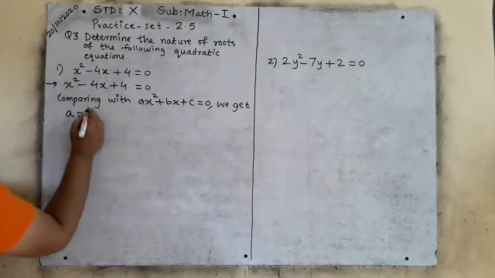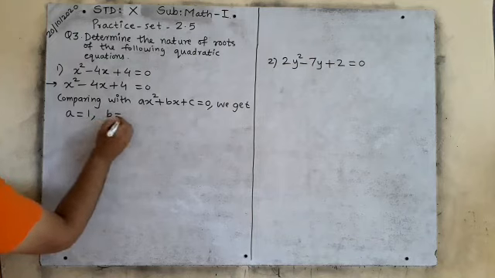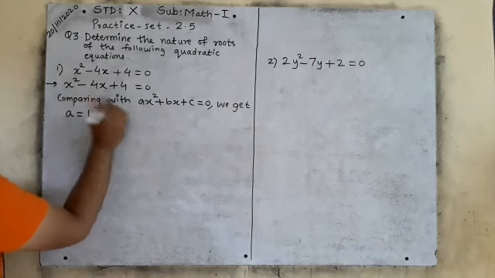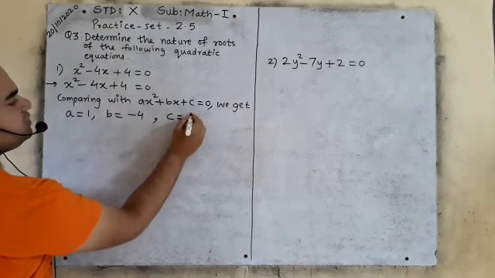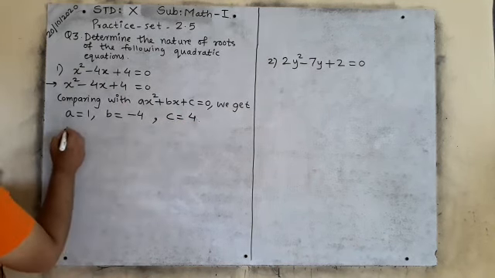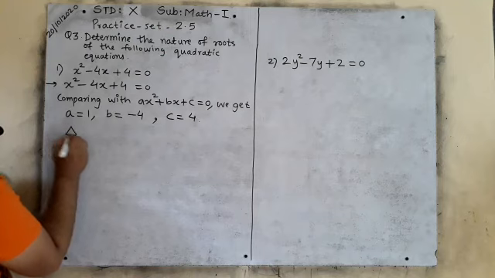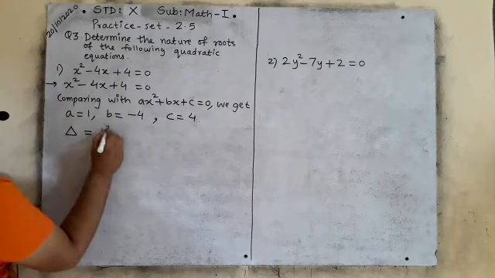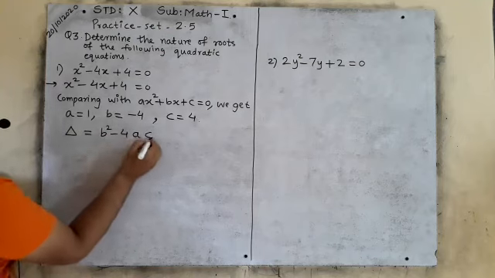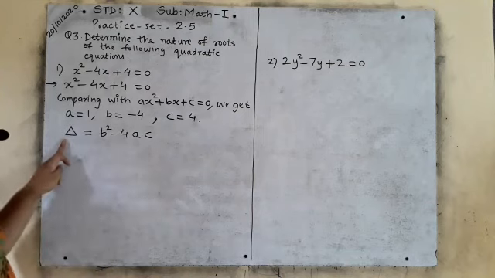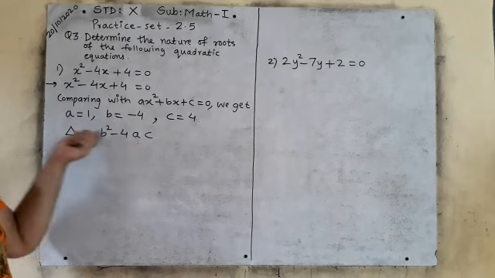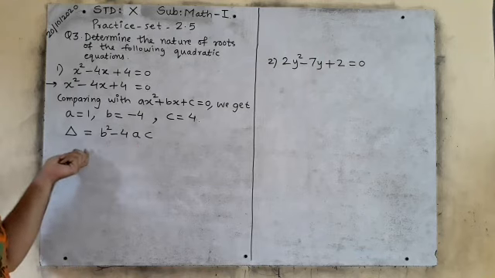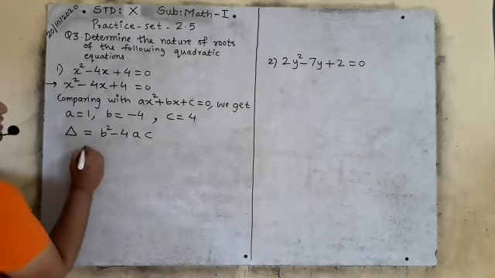So a is equals to how much here? A is equals to 1. B is equals to how much here? See, it is minus 4. Be careful, it is minus 4. C is equals to how much? 4. Okay, so therefore you can say delta is equals to b square minus 4ac, right? Delta is equals to b square minus 4ac. Discriminant, it is also known as delta. Both are same, right?